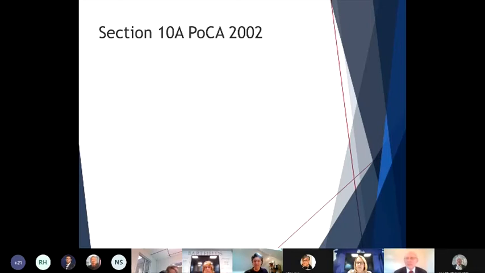Great. Well, section 10, section 10A, I should say, was introduced in 2015 as a simplification to POCA and to help make it easier and simpler.